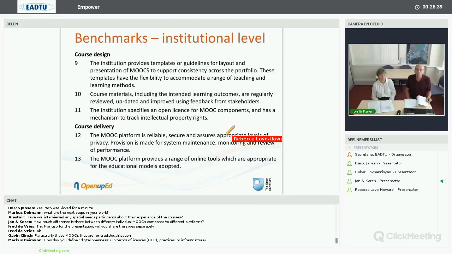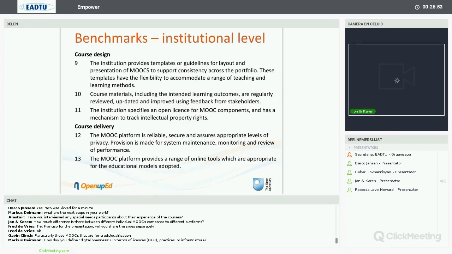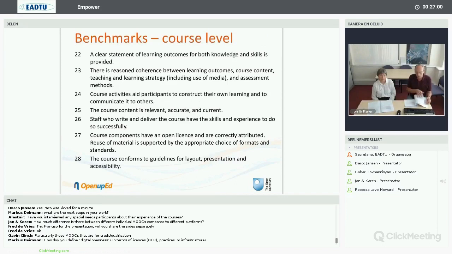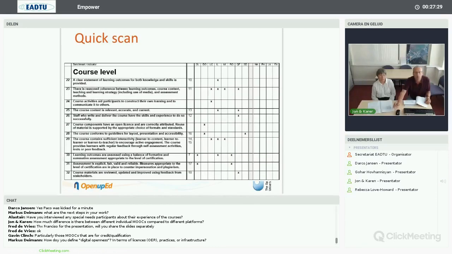A couple of examples of benchmarks here are some that are at the institutional level. I'm not going to go through them in detail, but they are very general. So they are very general top-level statements, and they allow an institution to do things at the detail level. And here's the same sort of thing for the course level. It's worth mentioning maybe that some things appear at both levels. So, for example, I think we're going to pick out one about licensing, which is number 27 on here. That's about the individual course having the correct licensing. But there's a policy at the institution level that says you should do that, and there should be a mechanism for doing it as well.